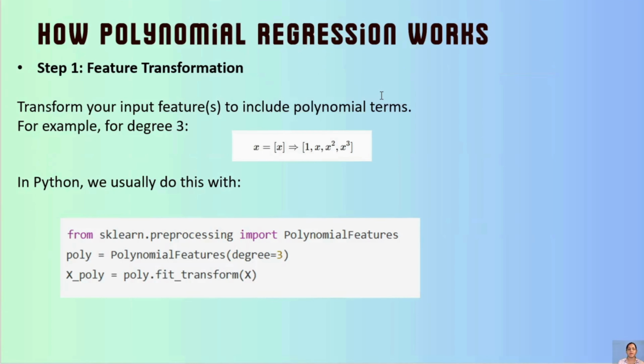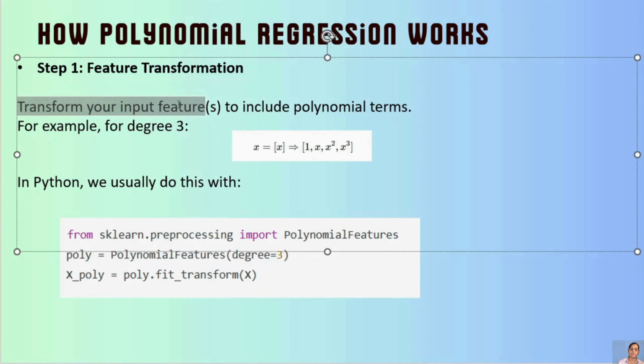I have defined. One is the feature transformation. So first we are considering the polynomial feature and we are transforming that, right? And how are we transforming? We are taking the input features, all input features, to include polynomial terms. For example, for degree 3, we are considering till x cube, right? And this is applicable for each and every independent variable.